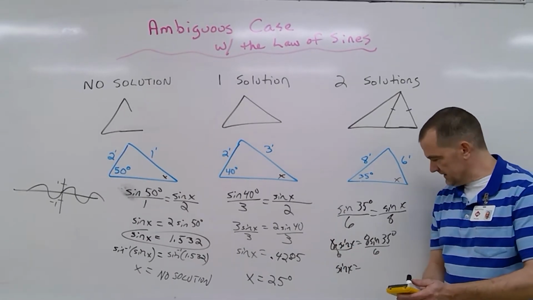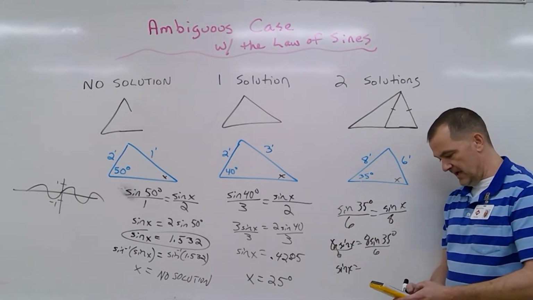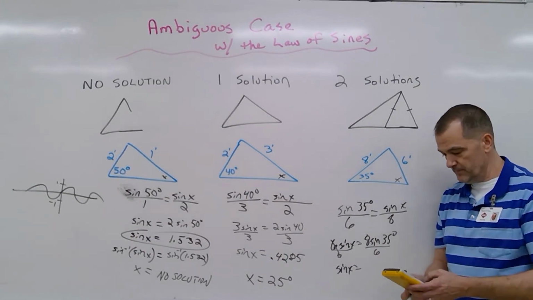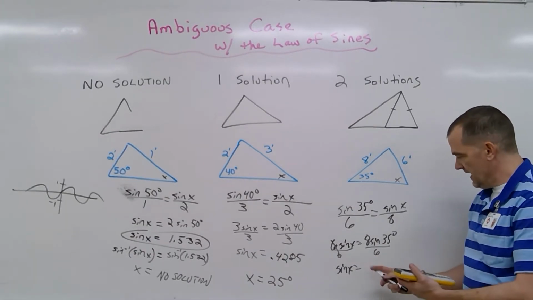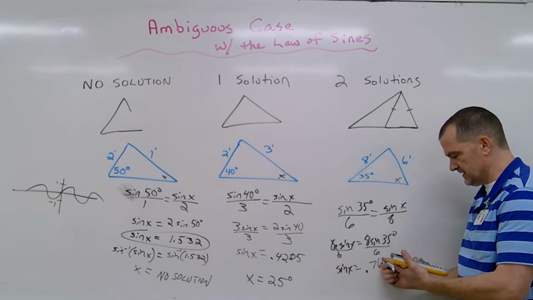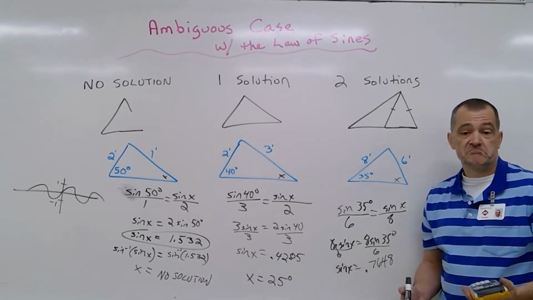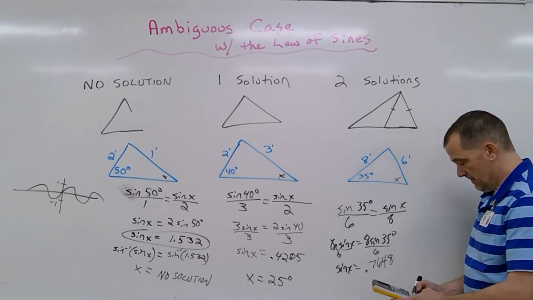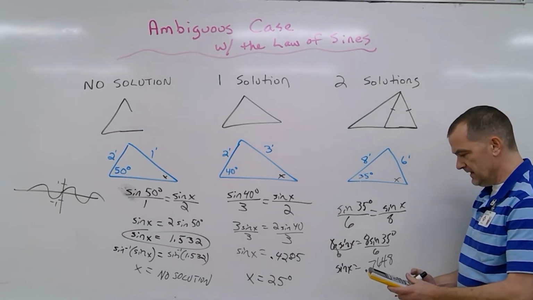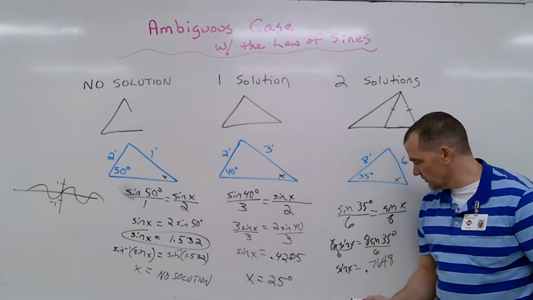So now I'm typing in my calculator 8 times the sine of 35. I'm pressing enter, then dividing that by 6, and I get 0.7648. Second sine, 0.7648, and I've got roughly 50 degrees.